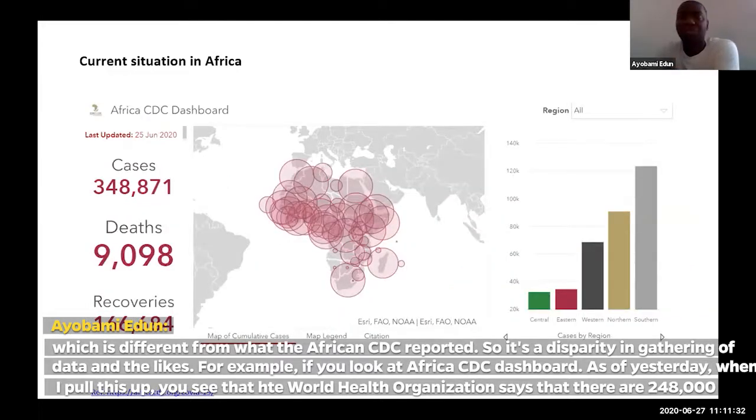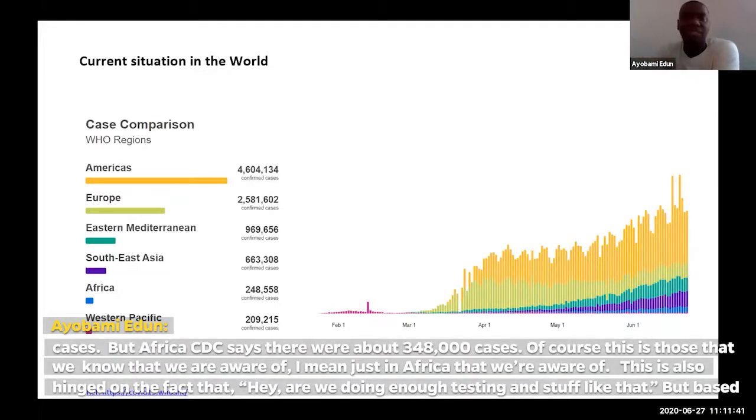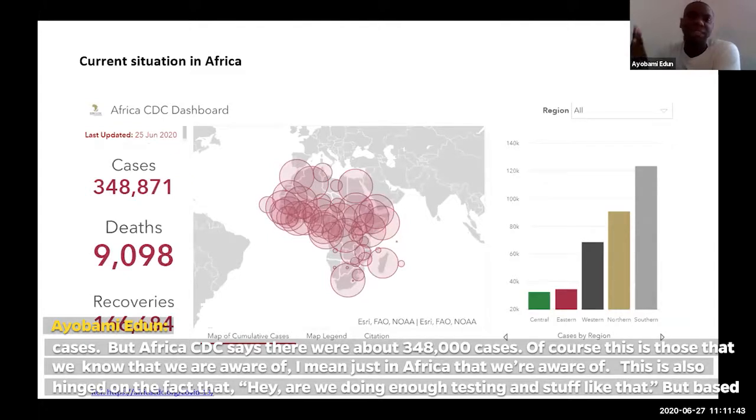For example, if you look at the African CDC dashboard as of yesterday, when I pulled this up, the World Health Organization says there are 248,000 cases, but the African CDC says there are about 348,000 cases. And of course, these are only the cases that we are aware of, just in Africa.